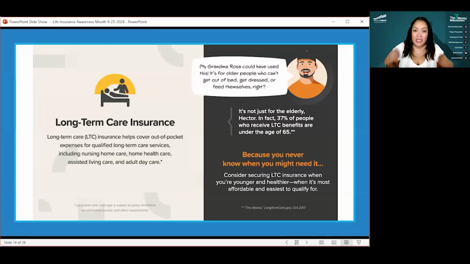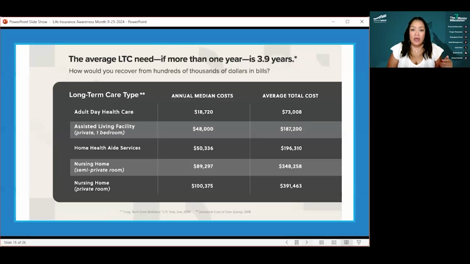It's not taken care of by the government. You don't want to go broke paying for long-term care insurance, or depending on whatever government services they offer at that age. This is a huge, huge benefit. We can actually build it into a life insurance policy to where if you qualify and need these type of services, you can actually get a percentage of your death benefit paid out to you.